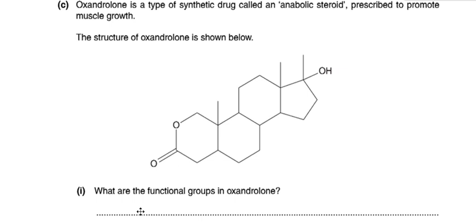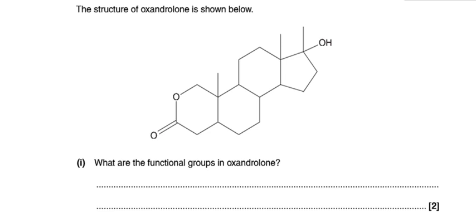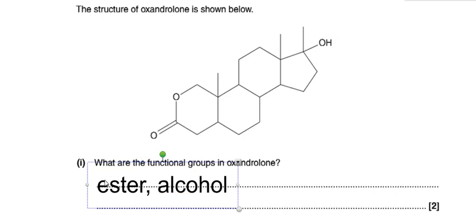So you've got here 2 marks. I'm going to put it in text because I don't trust my pen. We've got an ester and alcohol. 2 marks there.